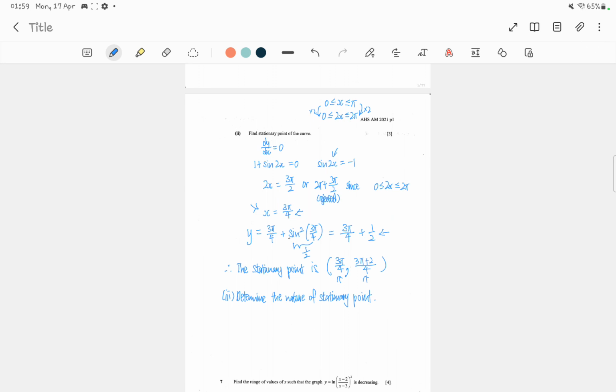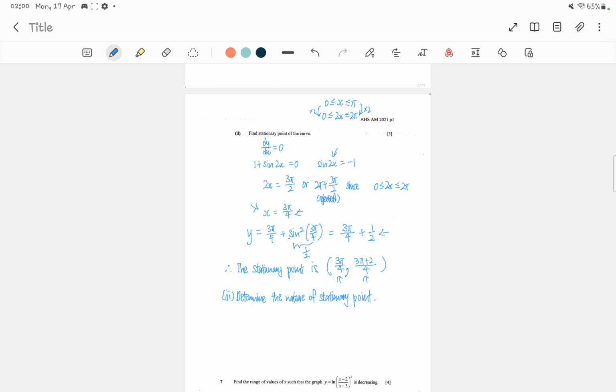You check the gradient to the left of the x coordinate of the stationary point and to the right of the x coordinate of the stationary point. So that's the first derivative test. You check a little bit to the left and a little bit to the right of the stationary point. This is a little bit longer, but this is the first derivative test.